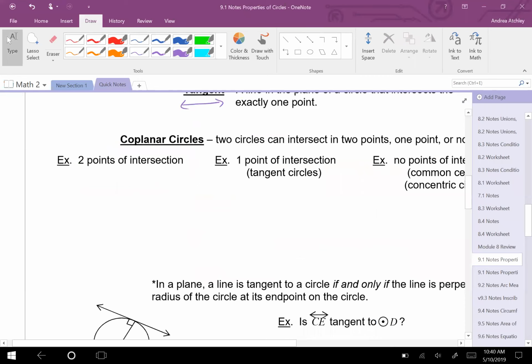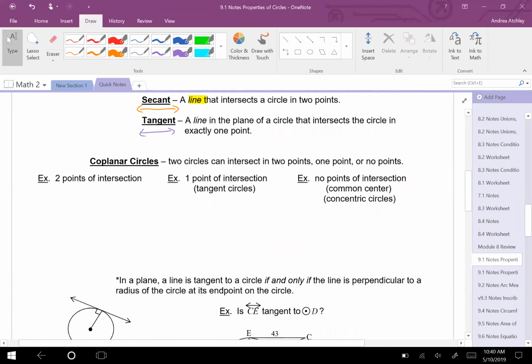Okay, coplanar circles. 2 circles can intersect in 2 points, 1 point, or no points. Coplanar means they're on the same plane. If you remember, a plane is like a flat sheet of paper that extends forever up, down, right, and left. The back wall would be a plane. The ceiling would be a plane. Any kind of flat surface.